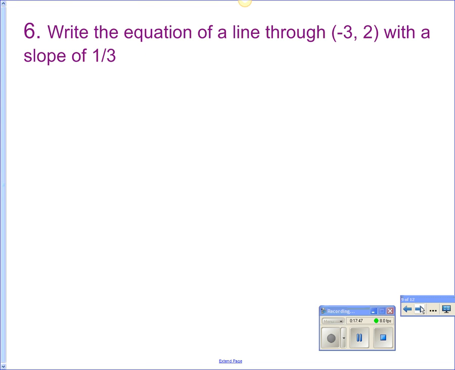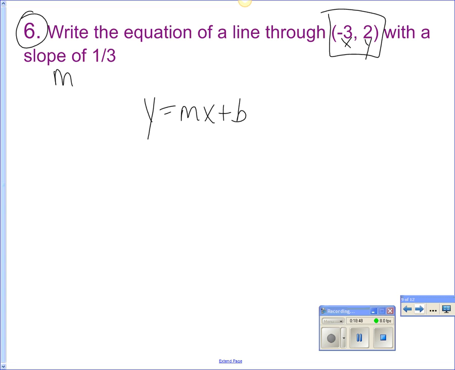All right, number 6: write the equation of a line through -3, 2 with a slope of 1/3. We got this. Let's keep going. Ethan H., what would I write on my paper? Okay, y equals mx plus b. So this is number 6. Zaria, what's something else I should write? Perfect. Write down your point, -3, 2. Ethan G., what else? What would you label the point? And Jacob S., what else? Very good. M equals 1/3.